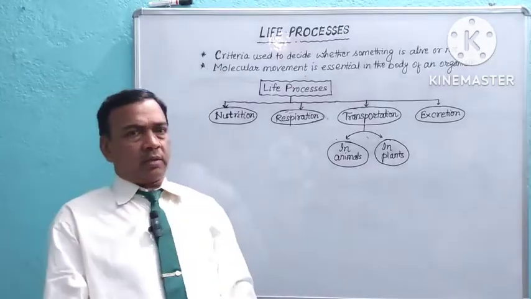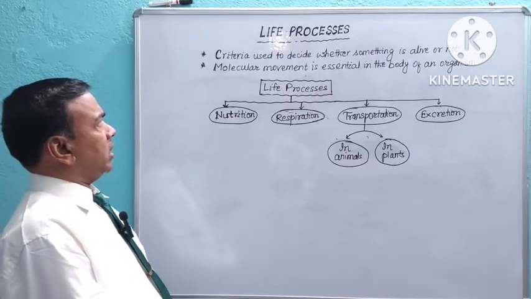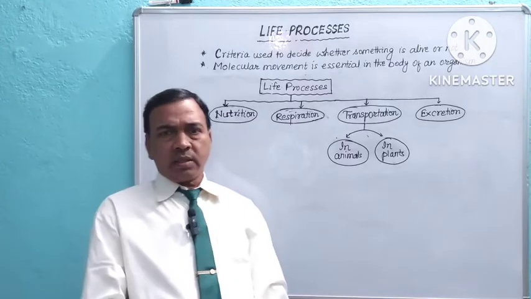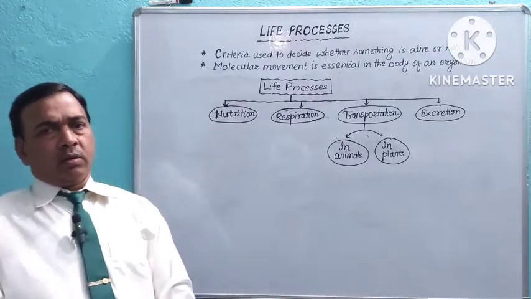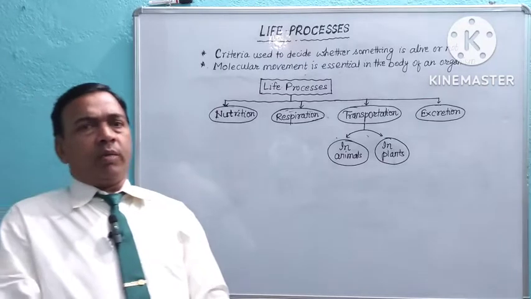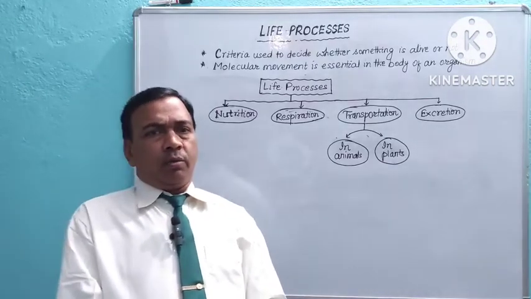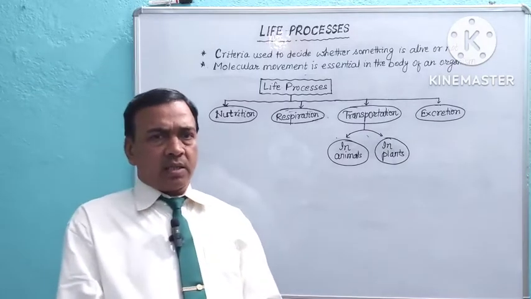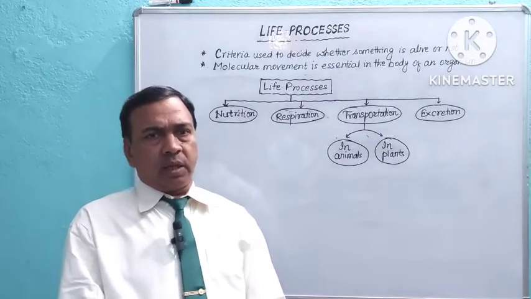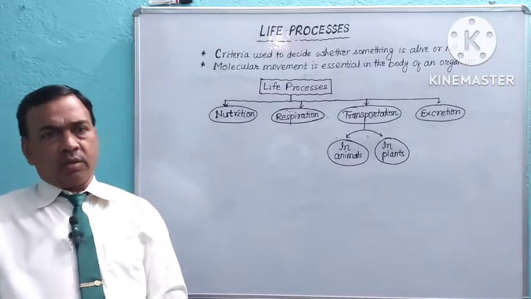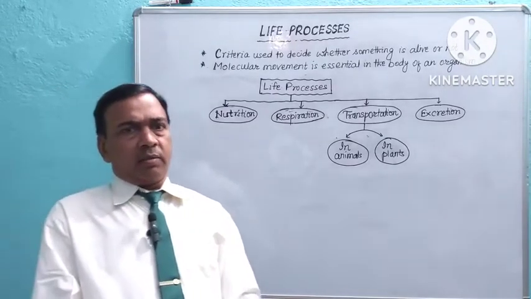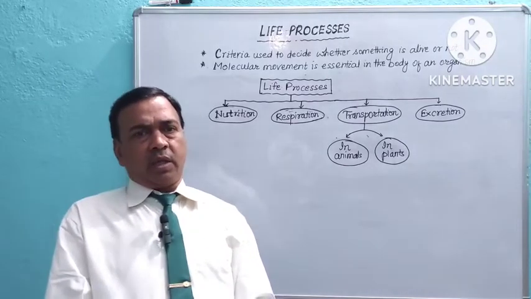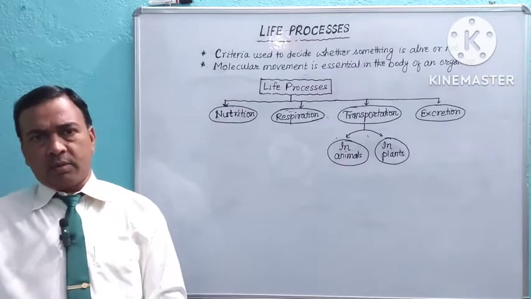Now we shall know what criteria we use to decide whether something is alive or not. We use the criteria movement to decide whether something is alive or not. If a boy is running on the road and a cattle is chewing its cud, that means the movement is visible and we can say that they are alive.